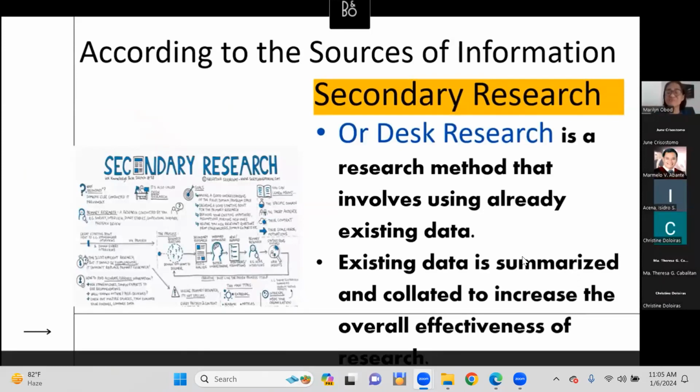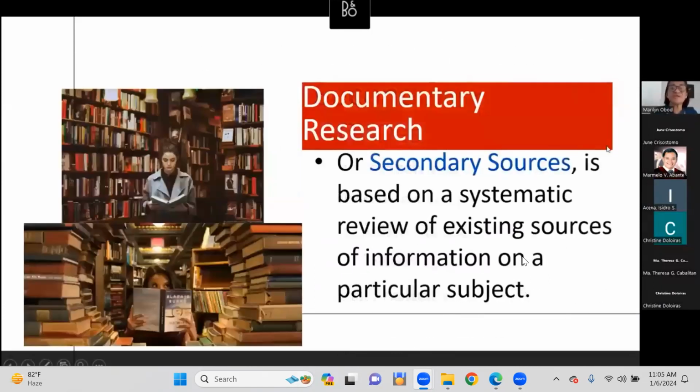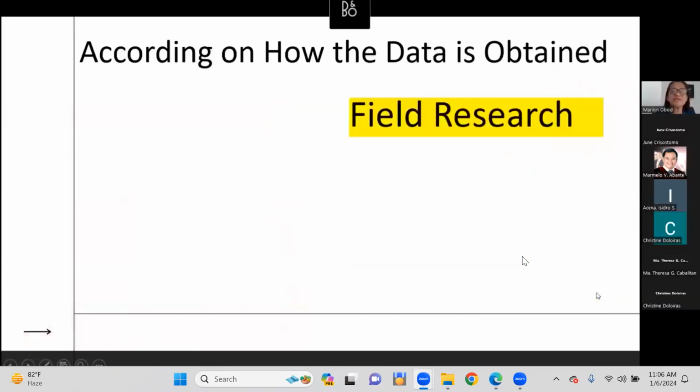Okay, so the existing data is summarized and collated to increase the overall effectiveness. So yung iba, they are getting secondary data, di ba, to see what is established already, but at the same time, they are asking questions to verify. So there is a combination of primary and secondary data. Okay. So documentary research or secondary research also is based on systematic review of existing sources of information. Ayan. So diyan papasok ang ating, ito kasi yung ating review systematic. Okay po. And then according to how the data is obtained, is it through field research?